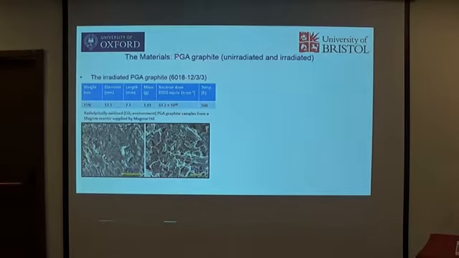Now I go on with the PGA. They call it pile grade A graphite. This is an irradiated graphite from Magnox reactors. These graphites are radioactive. As I mentioned earlier, we only have a small piece of the material. That's why we couldn't test at a very large scale.